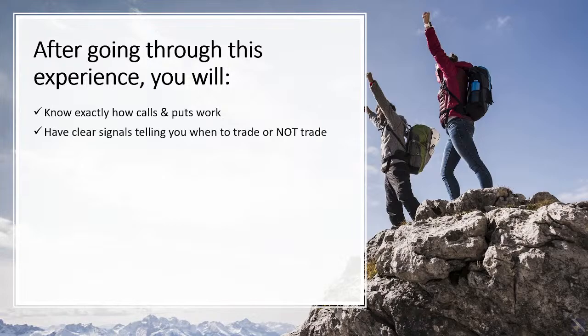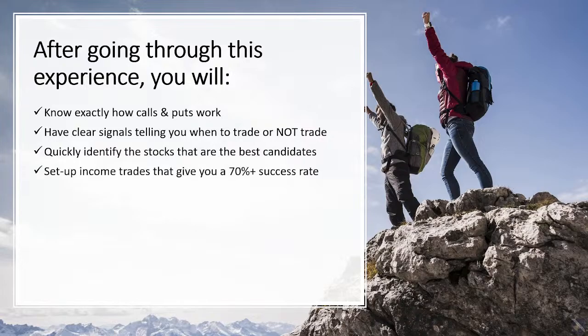You're going to have clear signals telling you whether to place a bullish, a bearish, or actually when not to trade. You're going to be able to quickly identify the stocks that make the best candidates for your options income trades using a rules-based approach which frees up time in your life. You're going to be able to set up income trades that give you a 70% statistical probability of success, even if you've never traded an option before.